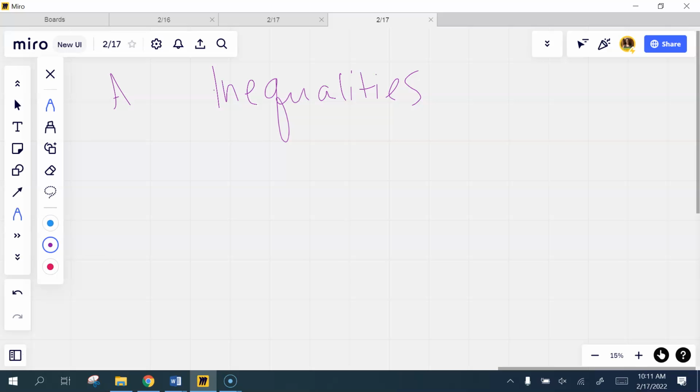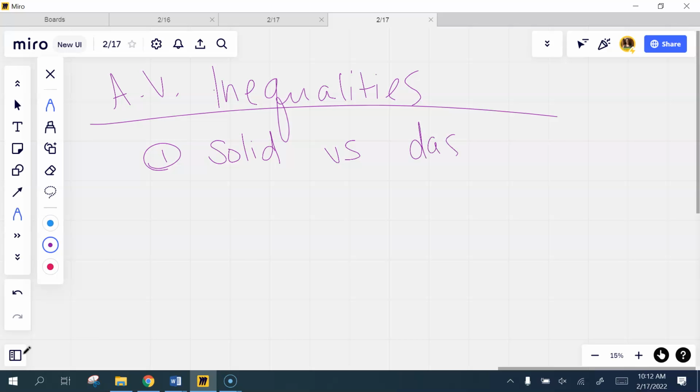Specifically, absolute value inequalities. There are two differences when you graph absolute value inequalities versus regular absolute value. One is going to be a solid versus a dashed line. Okay, that outlines the graph itself. So if I'm in a situation where it's less than or equal to or greater than or equal to, I'm a solid line. So looks something like this.